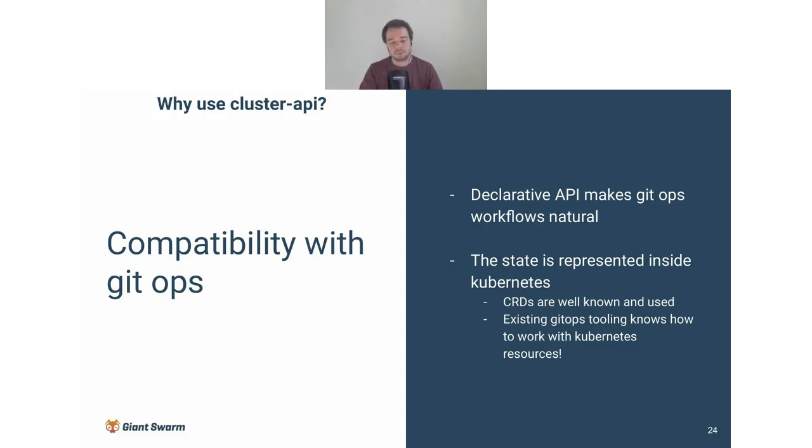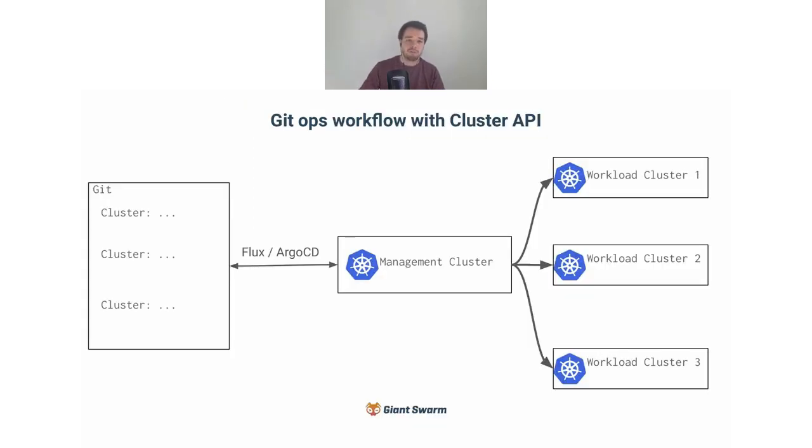And Cluster API gives you the perfect interface for this, because everything is based on operators and CRs, which you can simply put inside a Git repository and use any normal agent, for example, Flux or Argo CD, to simply apply to your management cluster. And then the Cluster API operators will pick it up.